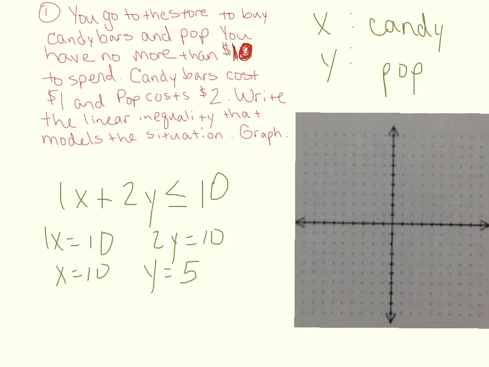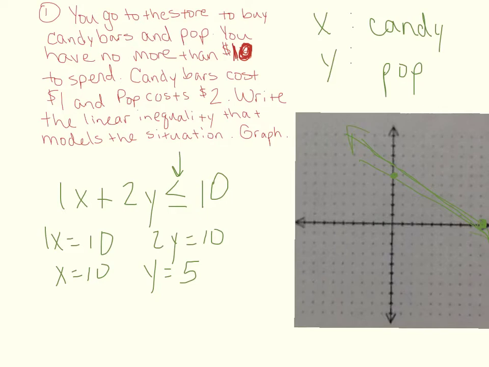Y equals 5 up here. X equals 10 over here. Look back at your symbol. It's a less than or equal to, which means we need a solid line. Sorry, it's kind of an ugly line.